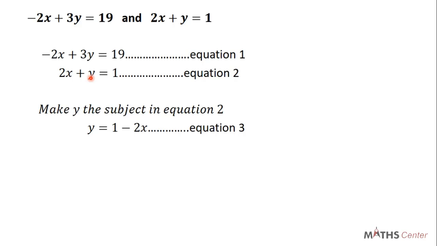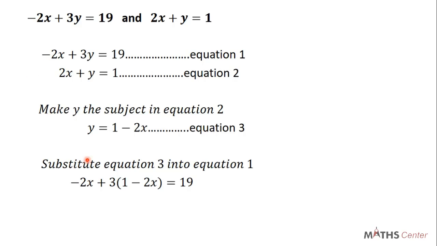Now this is what I'll do. After you have found this, I'm going to substitute this new equation into equation 1. So we have found y to be 1 minus 2x. We found it from equation 2. I'm going to substitute this new equation into the other equation, which is equation 1. What this means is that wherever I find y in equation 1, I'll replace it with 1 minus 2x. So this is how it's done. You are going to substitute equation 3 into equation 1.